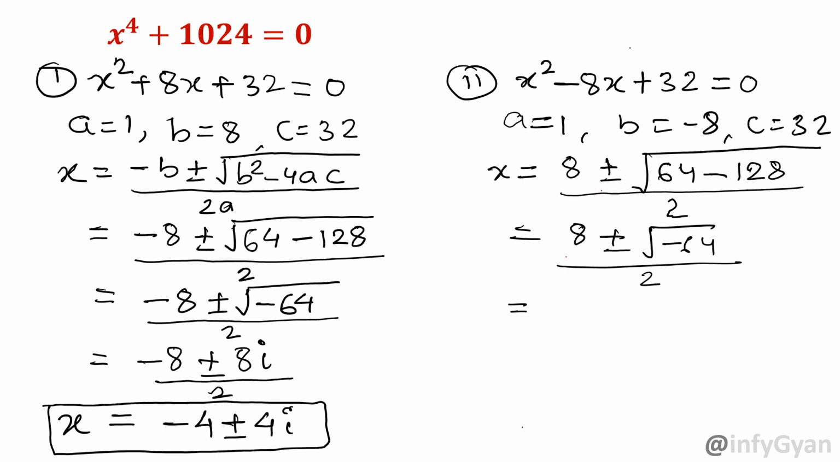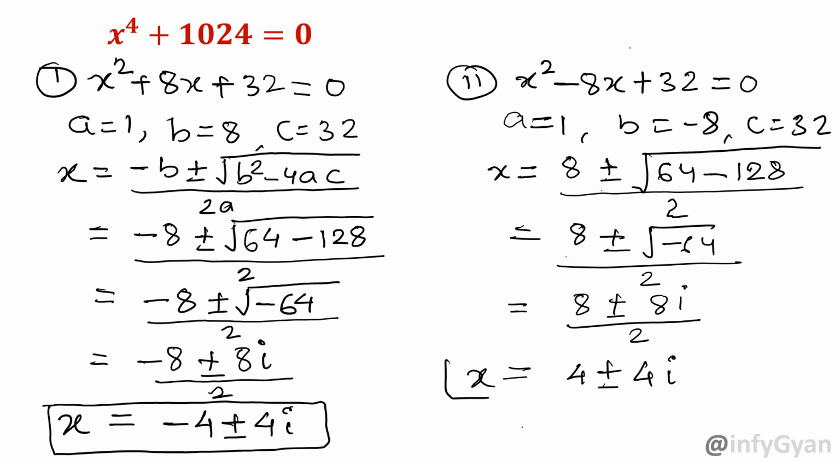We will write 8 plus minus 8 iota divided by 2. 4 plus minus 4 iota. So all four roots of this equation are complex or imaginary. You can see x is equal to minus 4 plus minus 4 iota, and here two complex roots are 4 plus minus 4 iota. So this is how you will calculate the solution of this quartic equation.